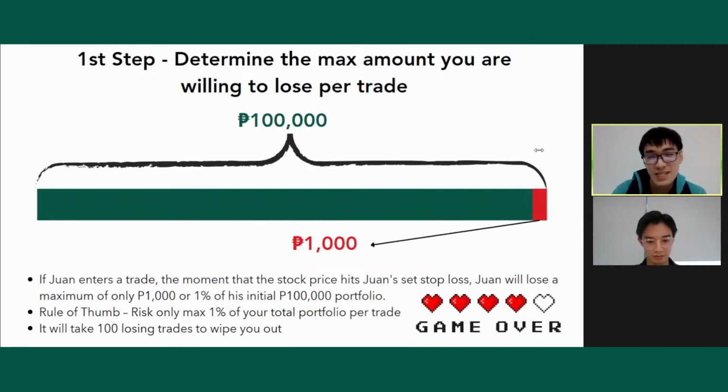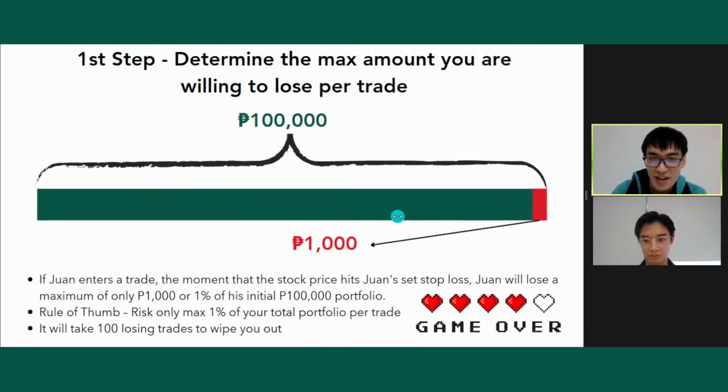So now let's begin, right? Let's go to the first step. The first step in position sizing is to first determine what's the max amount you want to lose per trade. Let's say si Juan, he has 100,000 pesos to start with. You should ask Juan, how much are you willing to lose per trade? Let's say si Juan, he only wants to lose 1% of his entire portfolio per trade. That would mean he's only risking 1,000 pesos. So 1,000 is 1% of his whole 100,000, okay?